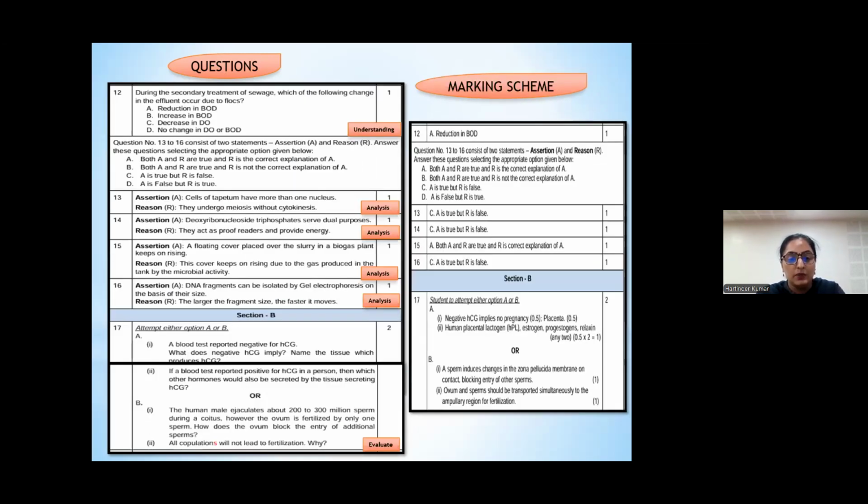A child has to attempt any one question out of 2. Here we can say this is a case of evaluate. That is, they have to justify the answer. A statement has been given in which it is written that all copulations will not lead to fertilization. They have to justify the statement. This is a case of evaluation. So they have to give the reason for the time period, for the days when fertilization can take place. They have to justify the statement. So this is a question which is a case of evaluate.